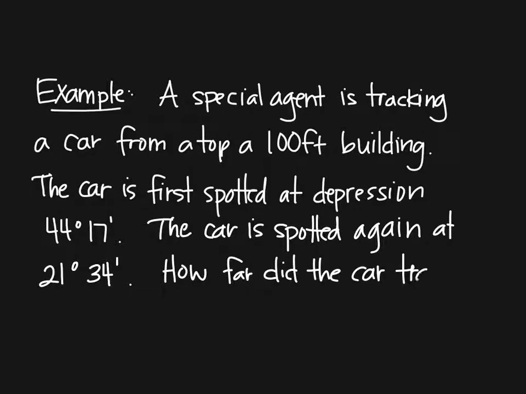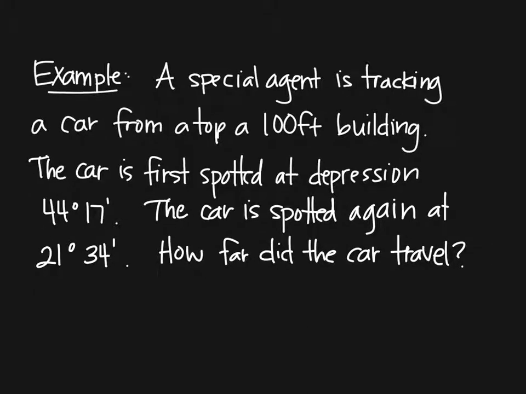All right, so what we need to be able to do is imagine and picture what's going on here in terms of triangles. And there's actually going to be two. There's going to be a triangle for the first time you spot the car, and then a triangle for the second time you spot the car. And then we'll use those two triangles separately to help us get our answer.